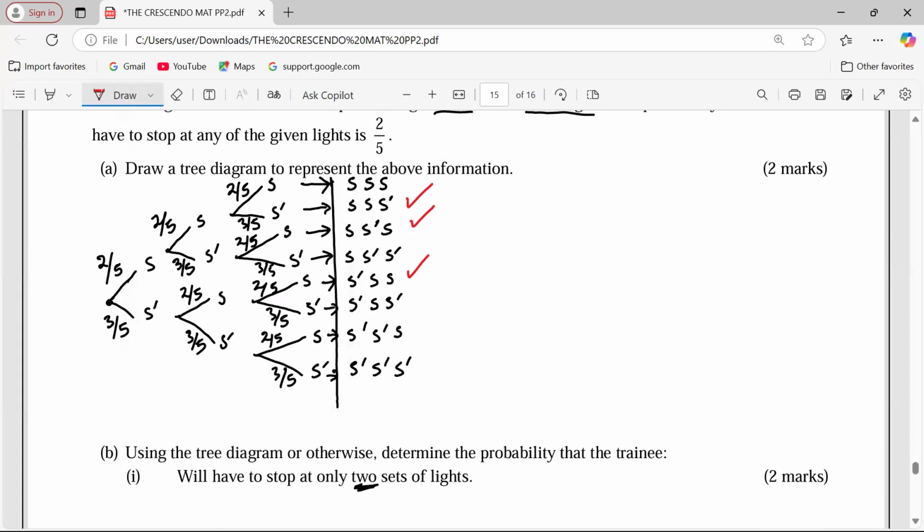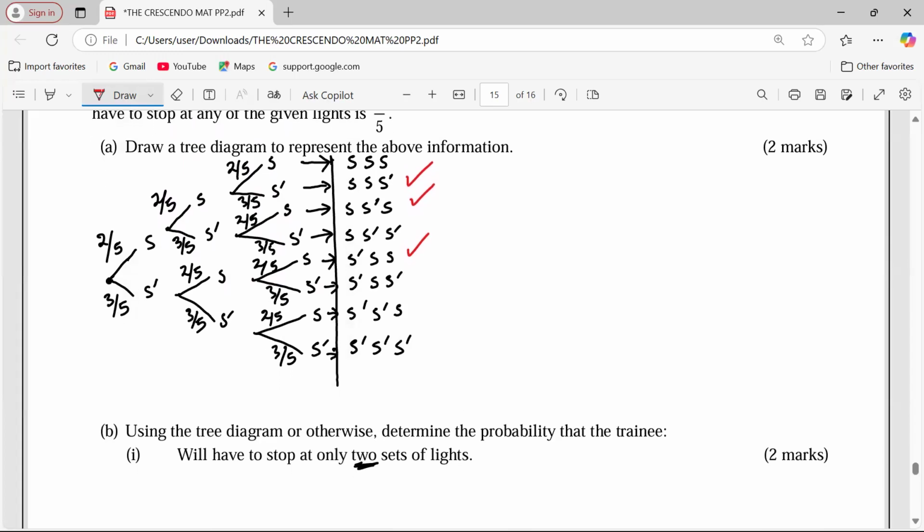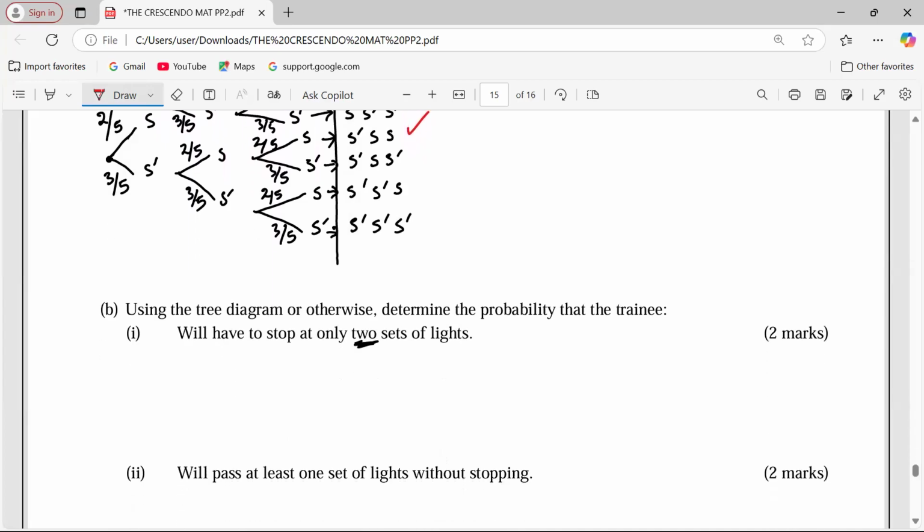So stopping at only 2 can be stopping, stopping, then not stopping, which means stopping, stopping, and not stopping.